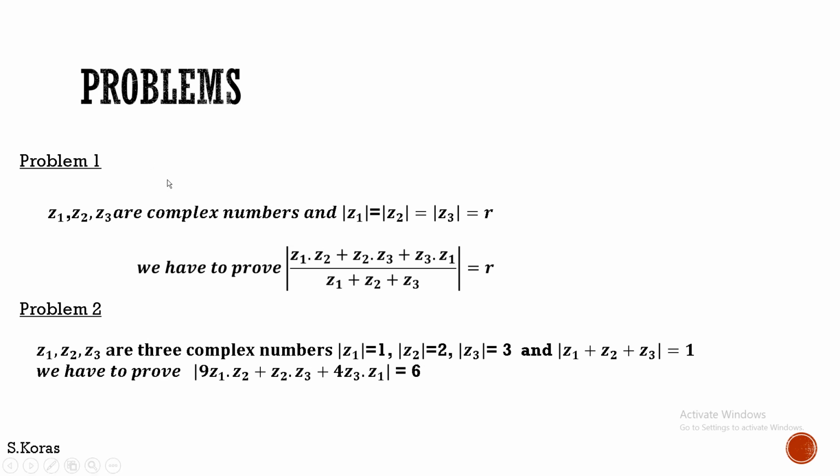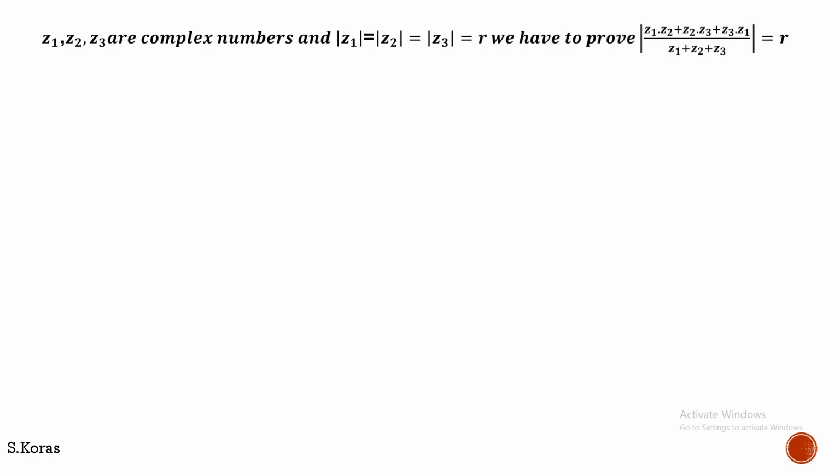First, let's go to problem number 1. The problem is written; you have to remember, modulus of Z1 equal to modulus of Z2 equal to modulus of Z3 is equal to R. It is given by them. Right, let us try to prove this. How to prove this? Let us start with a clue.